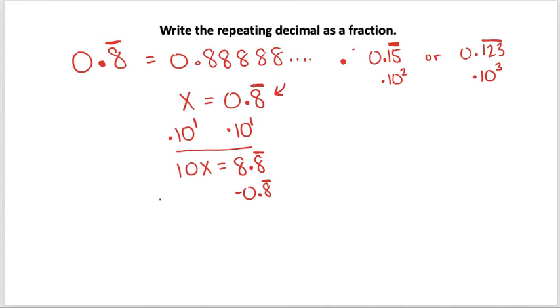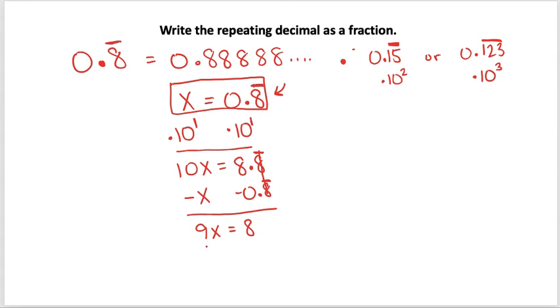Well, over here, that wouldn't make a lot of sense since I've got an x over here. But what I can do is I can subtract x from this side. And since I know from my original equation that x and 0.8 repeating are the same thing, then technically down here, I'm subtracting the same thing from both sides. So that leaves me with 9x is equal to, these cancel out, and 8.